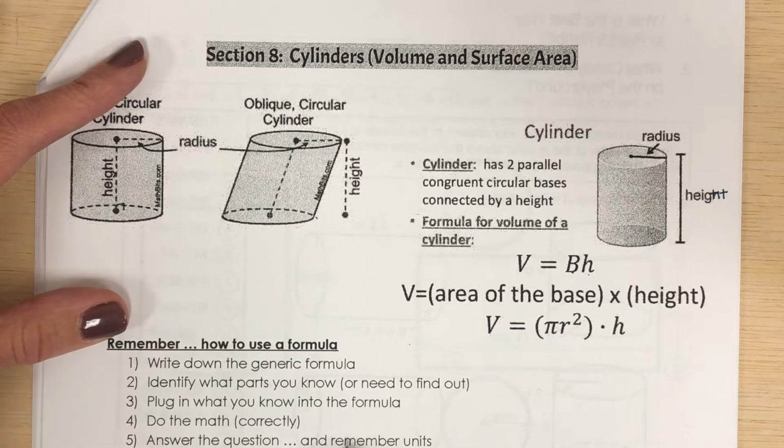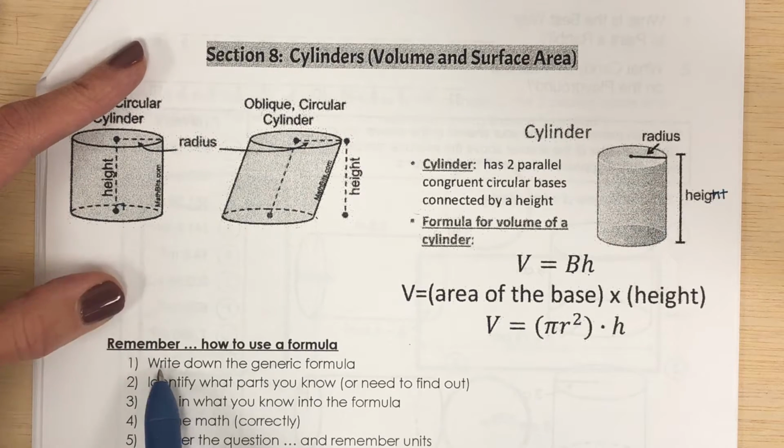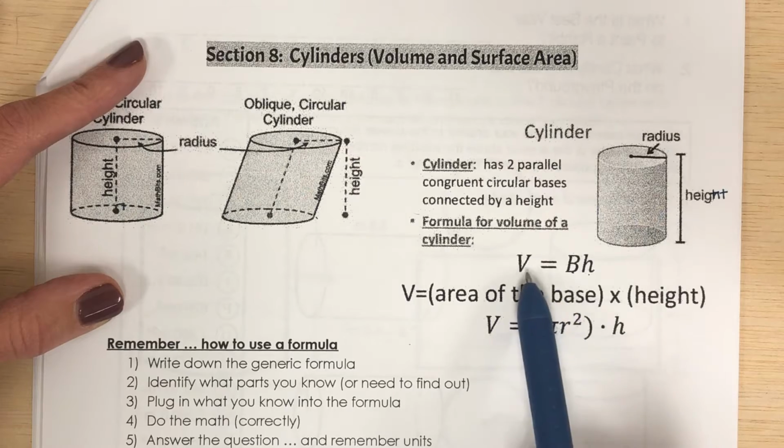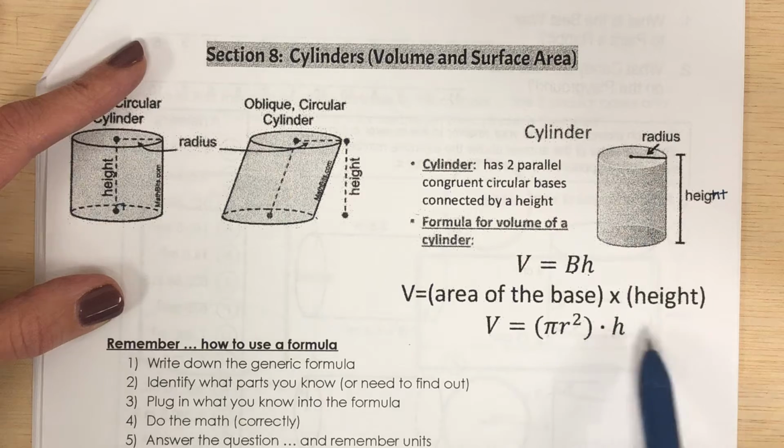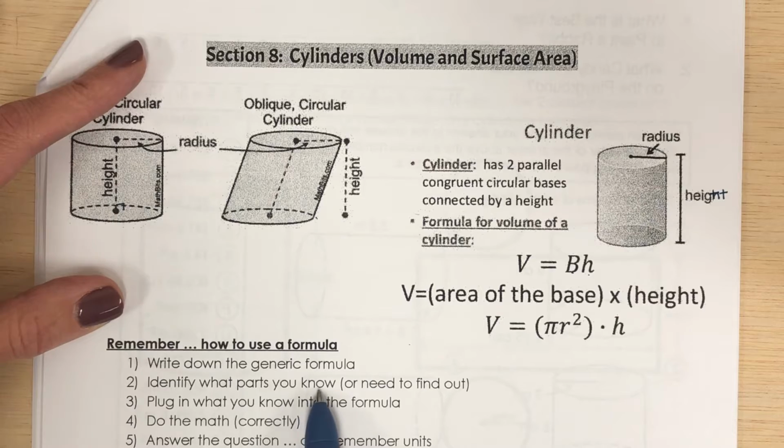Just a reminder about how to use the formula before we get into our examples. Number one, write down the generic formula. Write down volume equals base times height, or volume equals pi r squared times height. That's going to help you memorize the formula as well. Number two, identify what parts you know or might need to find out depending on the problem. I know the radius is this. I know the height is this. Number three, plug in what you know into the formula. Then do the math correctly, and then answer the question. Just remember to answer whatever they're asking. It might be asking for the volume, it might be asking for something different, and remember your units.